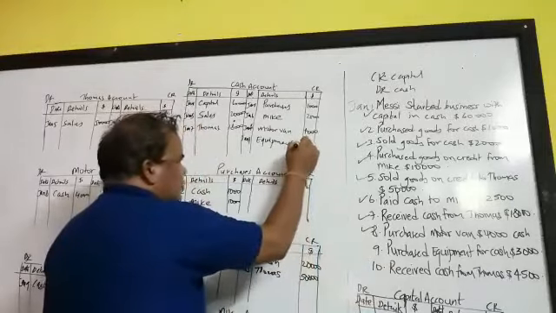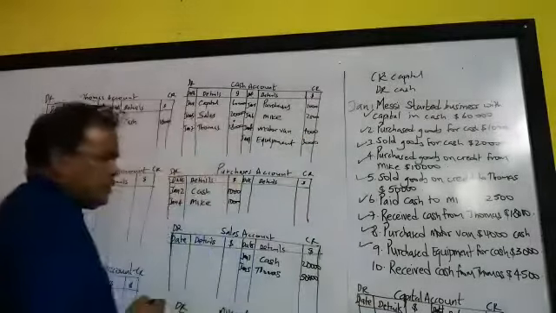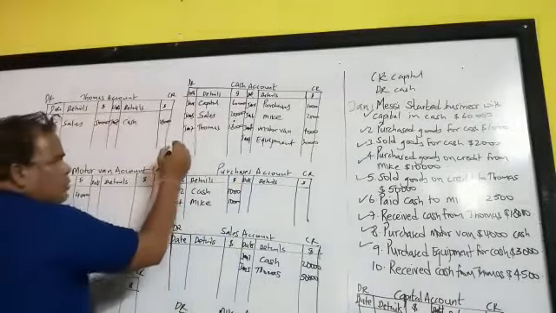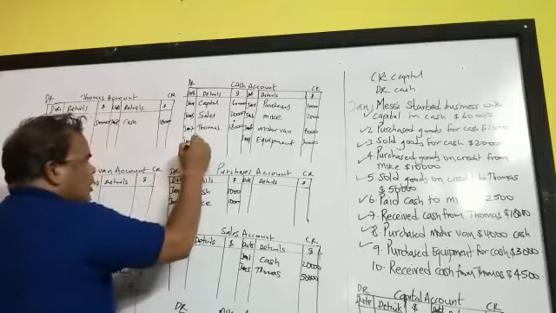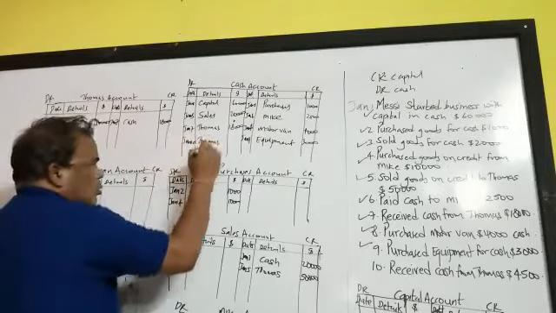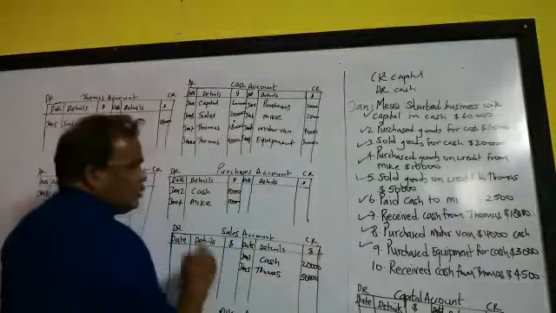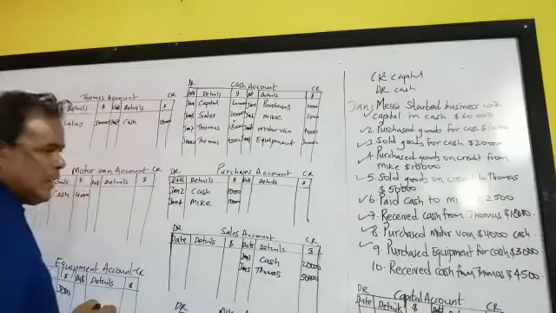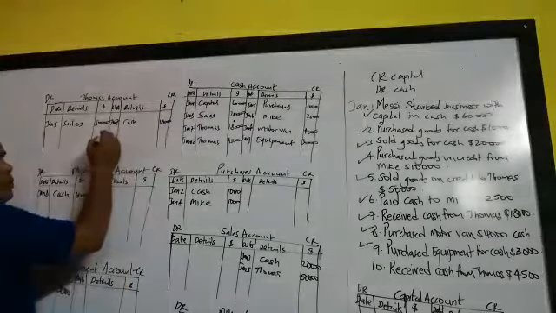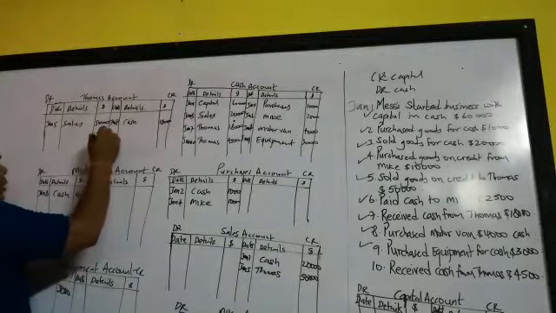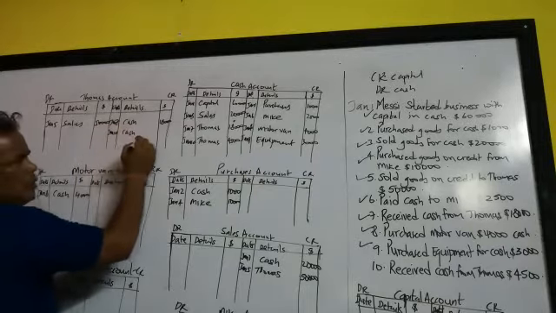And then receive cash, debit cash, January 10. Debit cash, we write down Thomas, 4,500. And then we have to credit Thomas's account. In Thomas's account we write down January 10, we write down cash, 4,500.